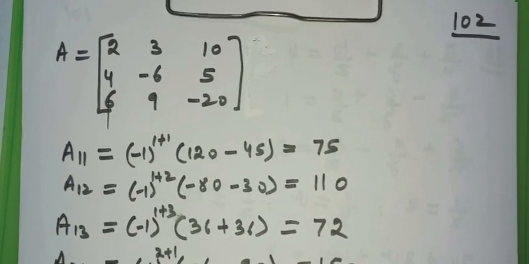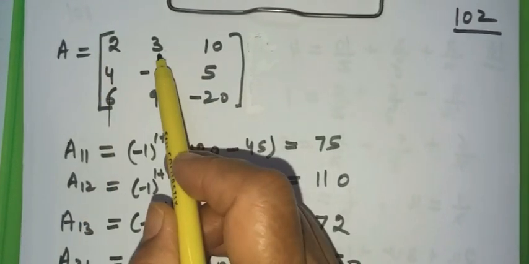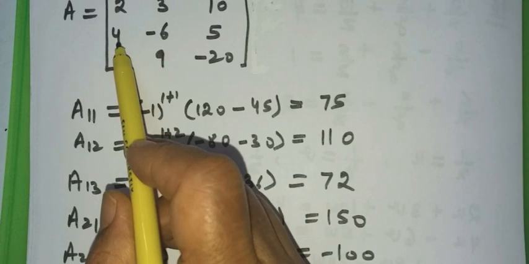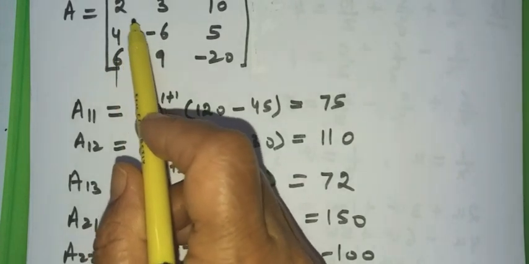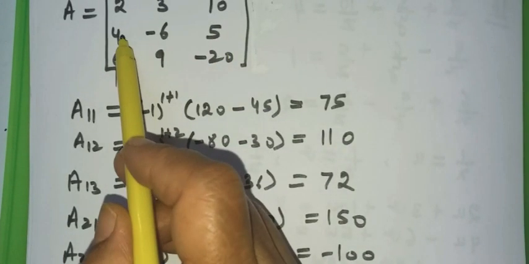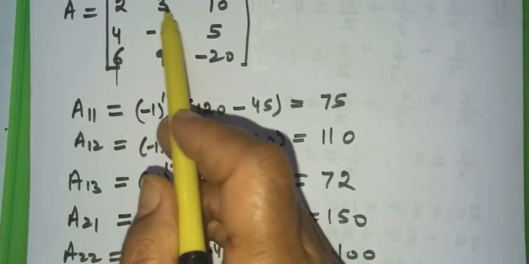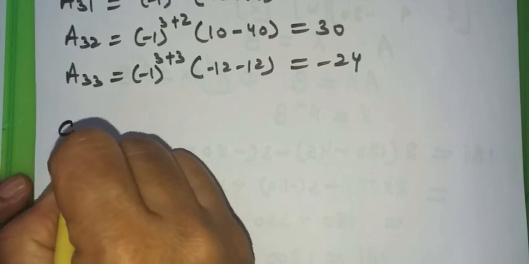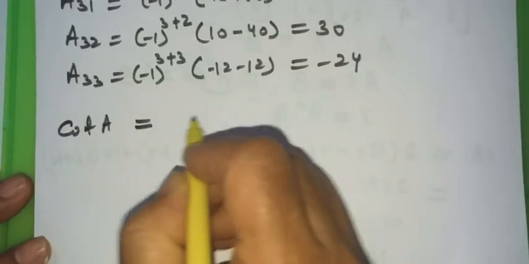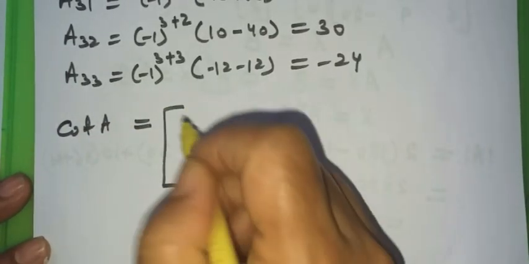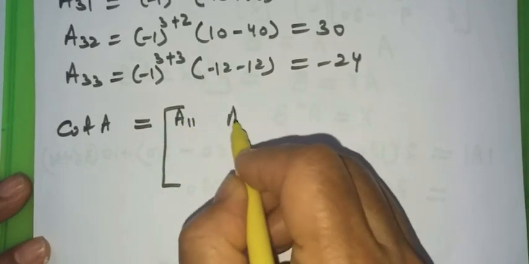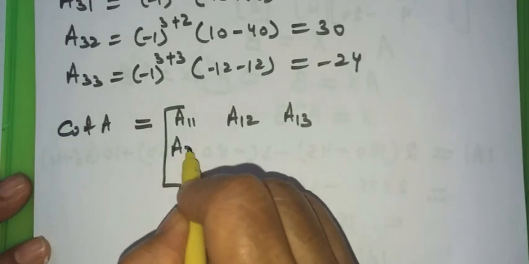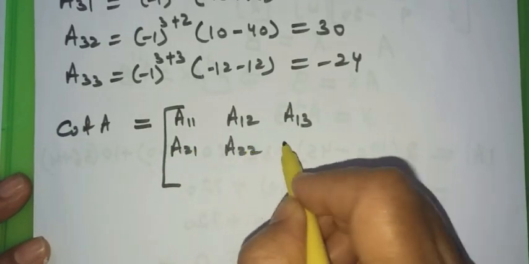So A11 means minor of this, A12 minor of this, A13 minor of this, and then A21 is cofactor, not minus. I'm sorry, these were the cofactors. A11 cofactor of this, A12 cofactor of this. Now we write the cofactor matrix of A. So what do you mean the cofactor matrix of A? Cofactor matrix of A means we replace every element of the matrix A by its cofactor, and we have already found its cofactors.